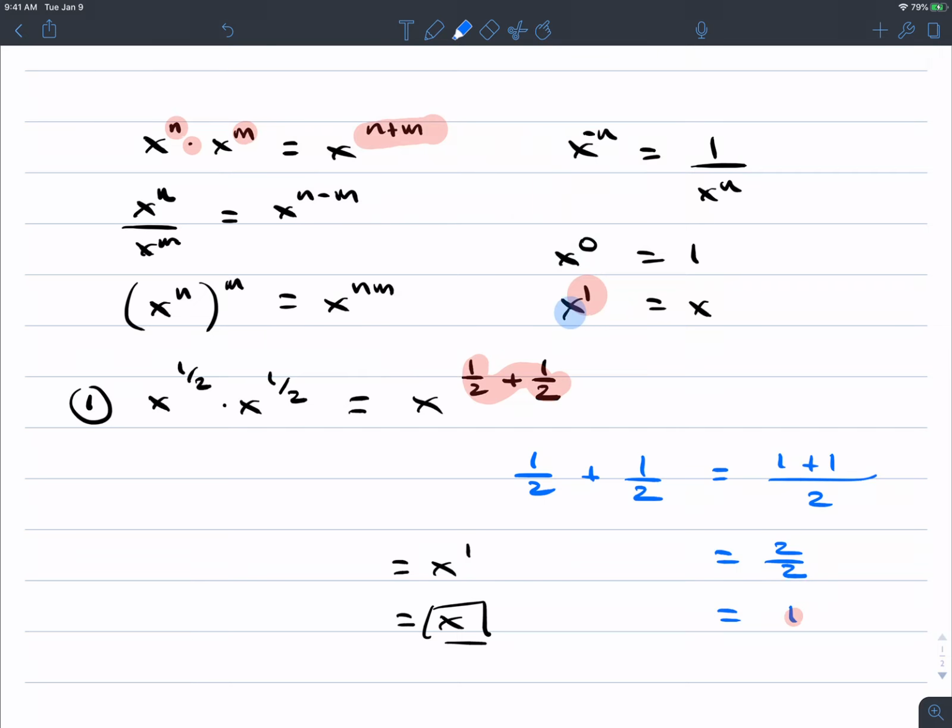Okay, so let's note that. Here's the base, and that's what we're talking about. So this answer is just x. Okay?